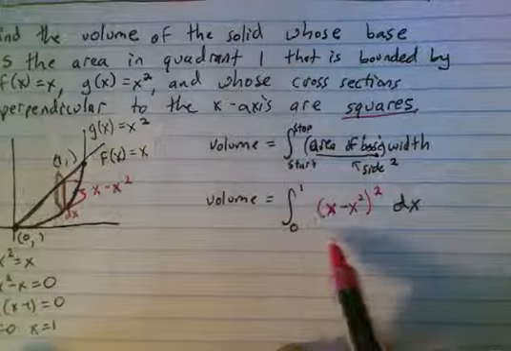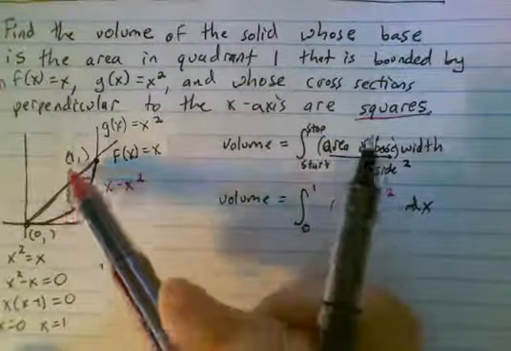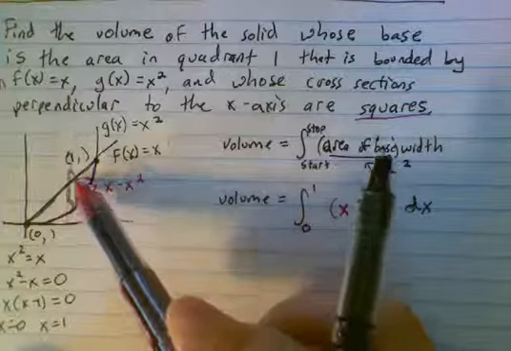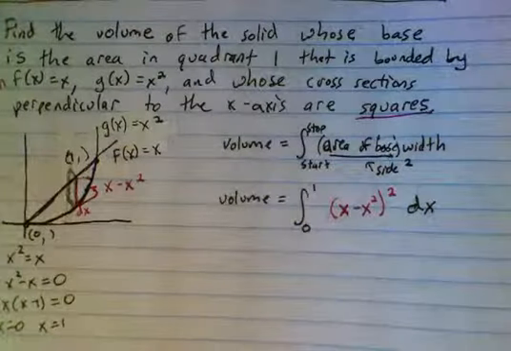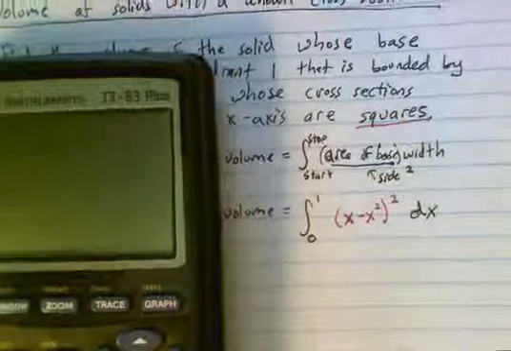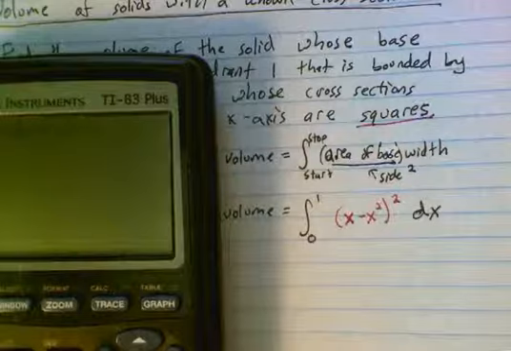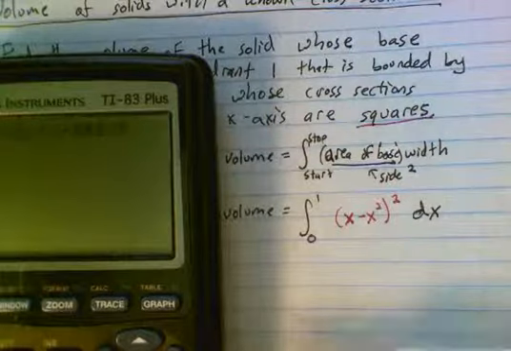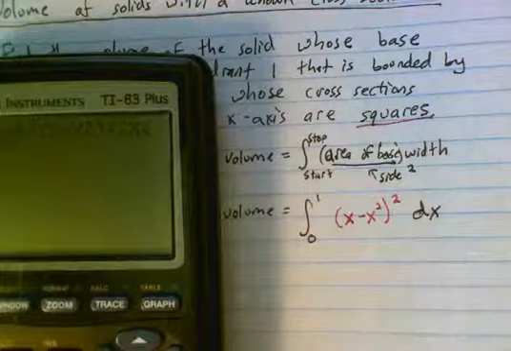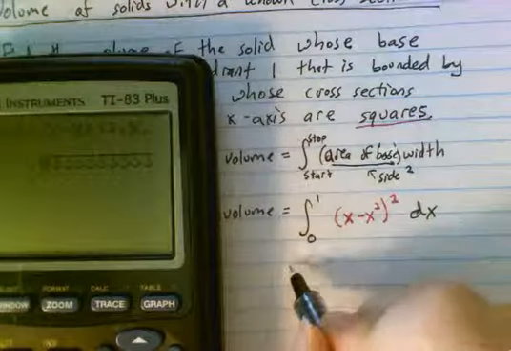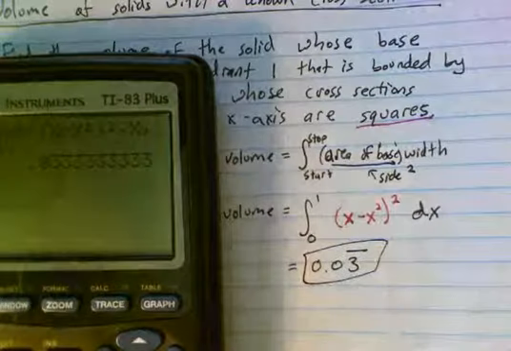So where this is coming from is I'm saying that the area of this square here is side squared, and I know this side is this little height that we found when we were doing area. A quick bit of calculator usage: math 9, so we have x minus x squared, quantity squared, comma x, comma 0, comma 1. Ta-da! All done.